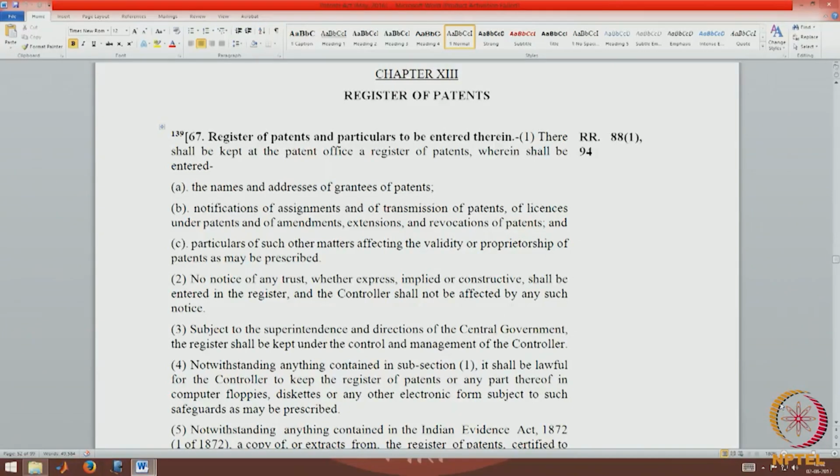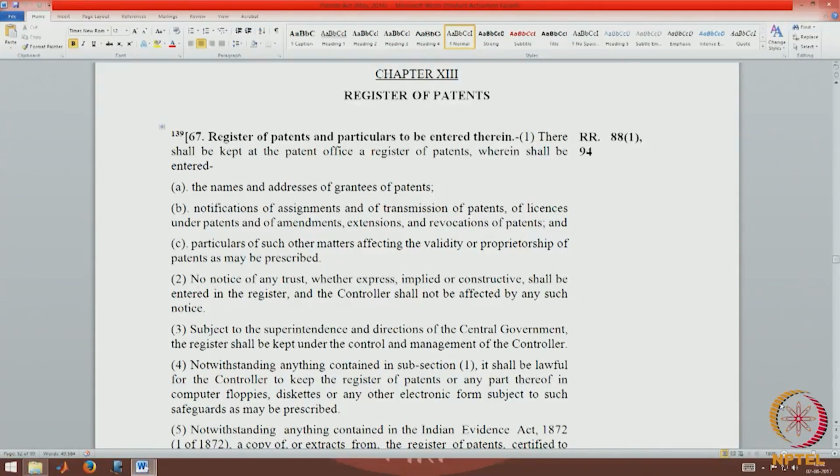Now, if you see the details that are entered into the register, section 67(1) tells us that there shall be kept at the patent office a register of patents. So, we understand this as a public record, and the details of the register can also be searched online. The patent office has a website where some of the details in the register can be searched. Details such as name and address of the grantees of the patents, the patent holders, would be mentioned in the register.